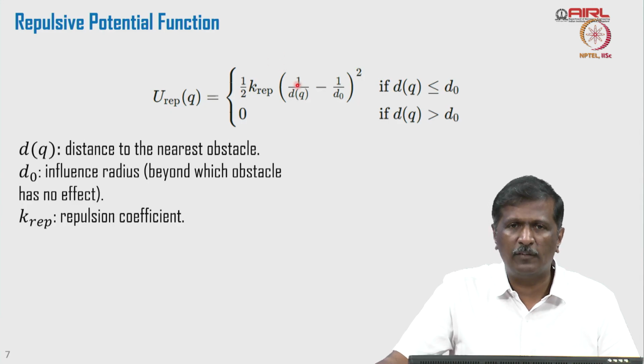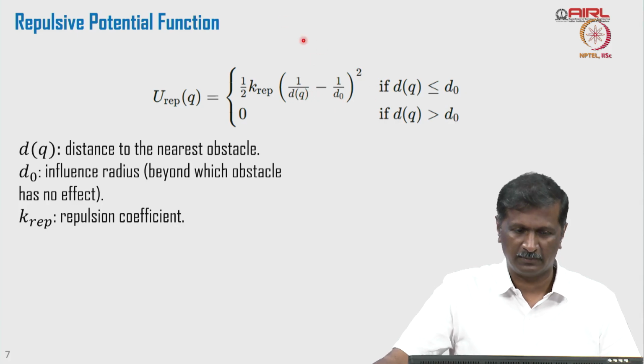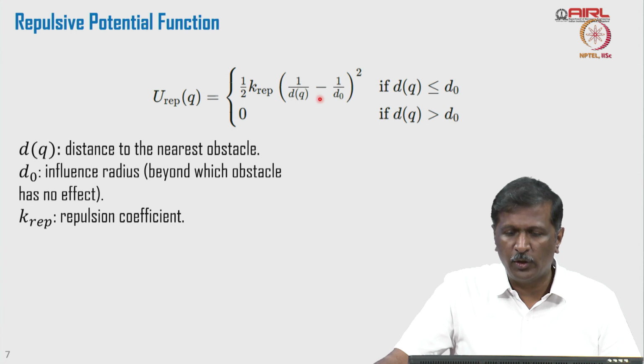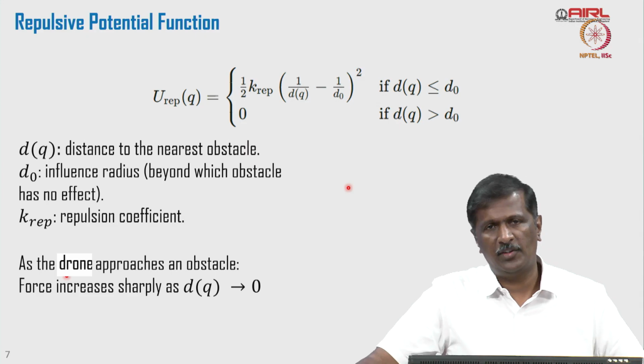How close the distance to the conflict region is with respect to d naught is a factor that will be taken into picture for U repulsive. If the distance to the conflict region is very small, then your repulsive potential will be very high. If it is closer to the region, it will act. Beyond that region, it will not influence. If d of Q is greater than d naught, then the repulsive force will be 0. K repulsive is a repulsion coefficient I am taking into picture.